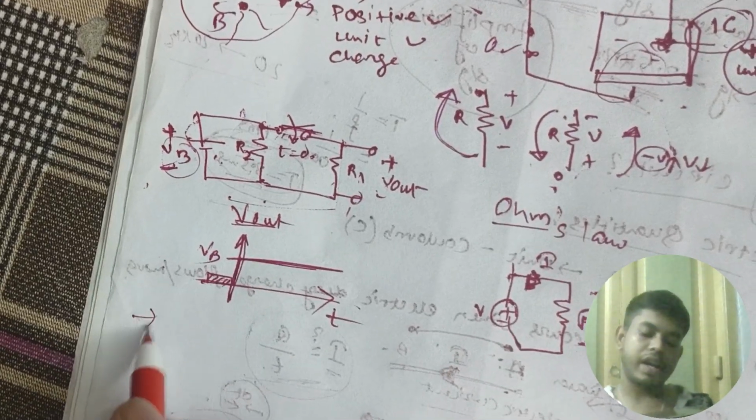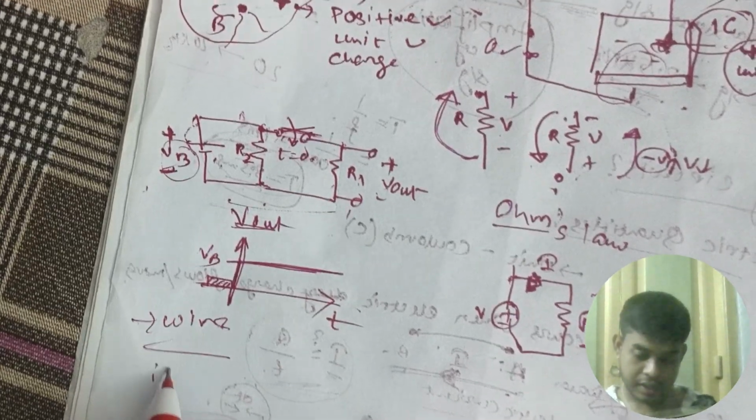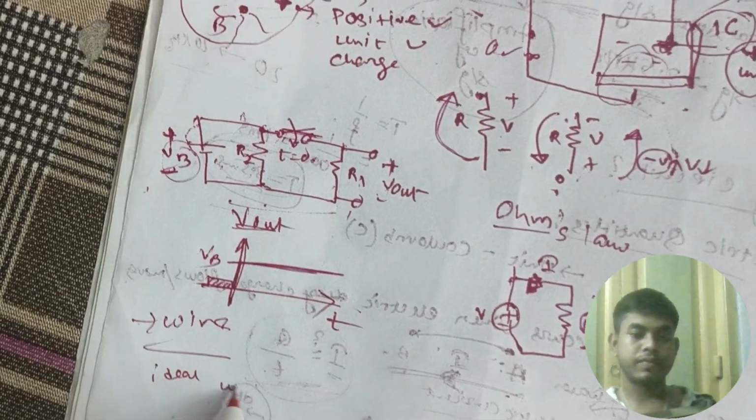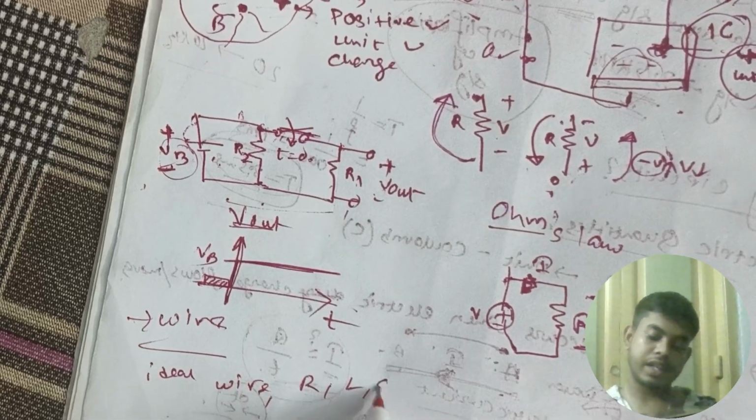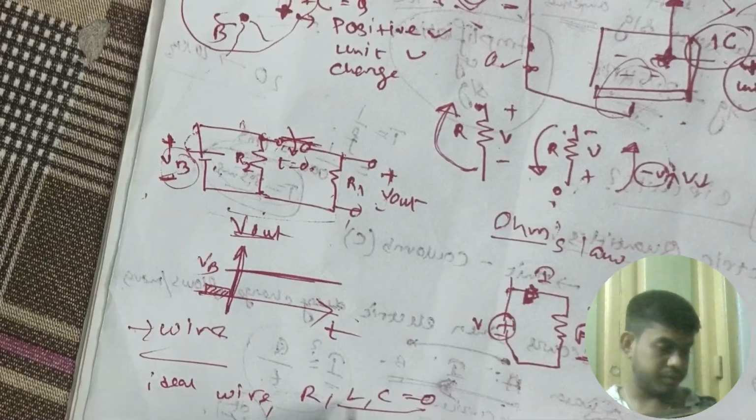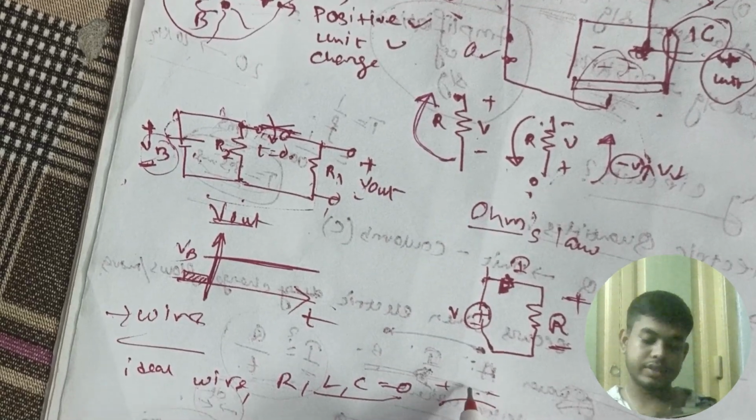In an ideal wire, the resistance, inductance and capacitance all will be zero. It will act as a short circuit.